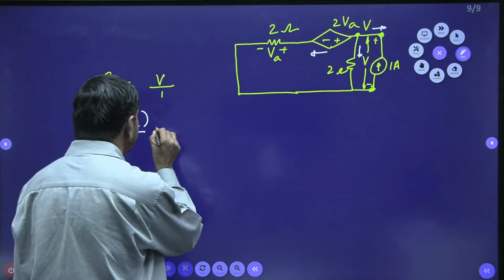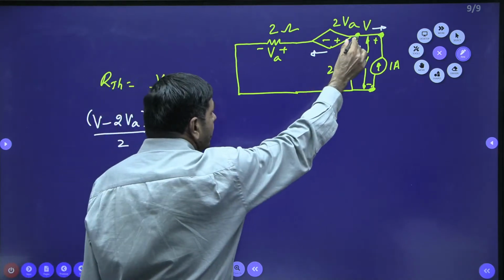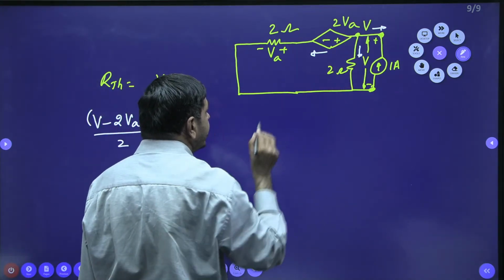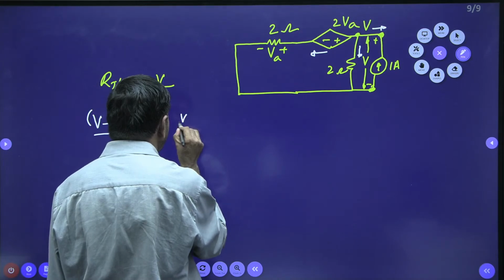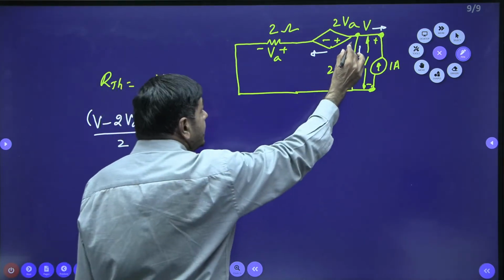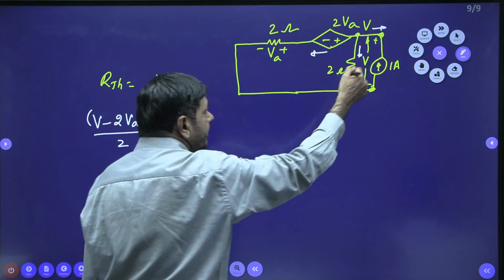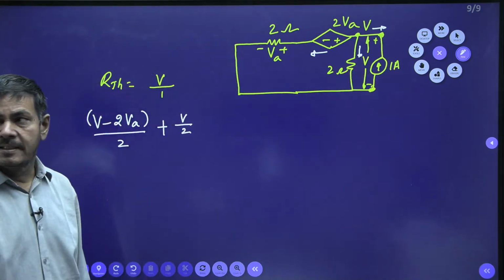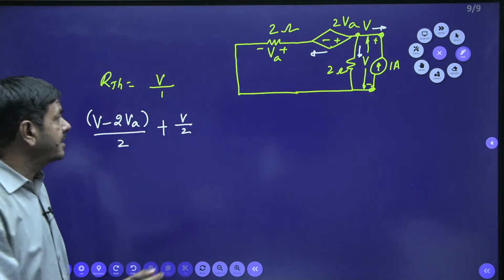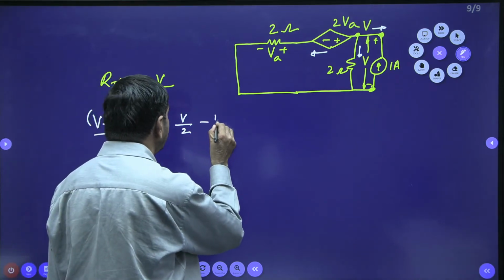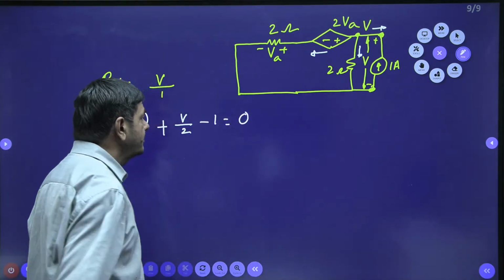Plus, the current across this 2 ohm is V by 2, I can put it here directly. This current is minus 1 ampere, because the current direction is in reverse. So V minus 2VA by 2, plus V by 2, minus 1, is equal to 0.